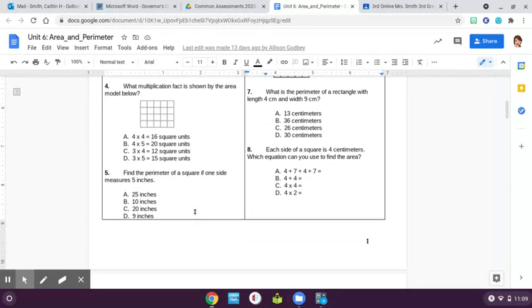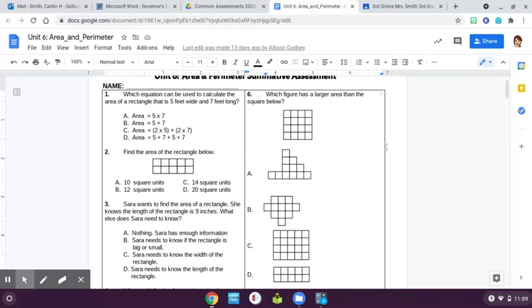Question 5. Find the perimeter of a square if one side is measured in 5 inches. Well, if we know one side is 5 inches and a square has 4 equal sides, then we would have to add 5 plus 5 plus 5 plus 5, or 5 times 4.